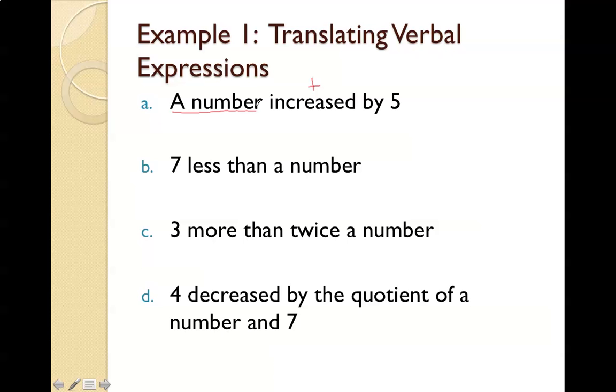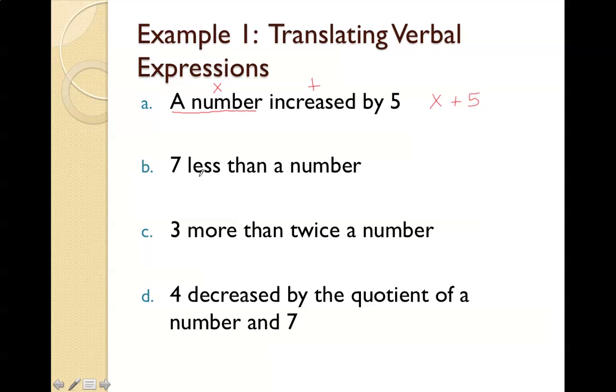Anytime I see the words a number, that means a variable. It's a number that's unknown. So I'm going to put a variable here. Any letter will do. I'm just going to use x. So I have a number, which is going to be x, added, addition, because I'm using increased by, 5. So I would write that just as I read it: a number, which I chose x, increased by, which means addition, 5. And that is my answer. I don't do anything else to it.